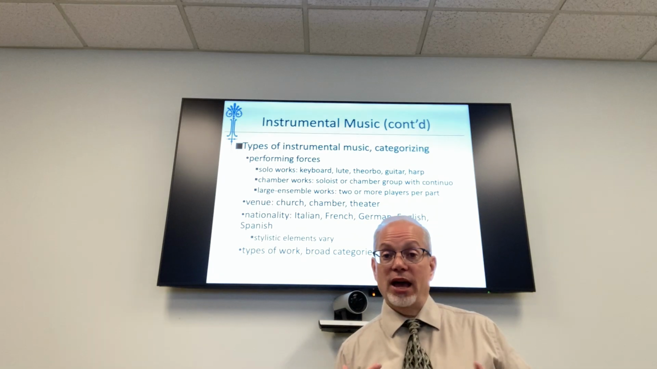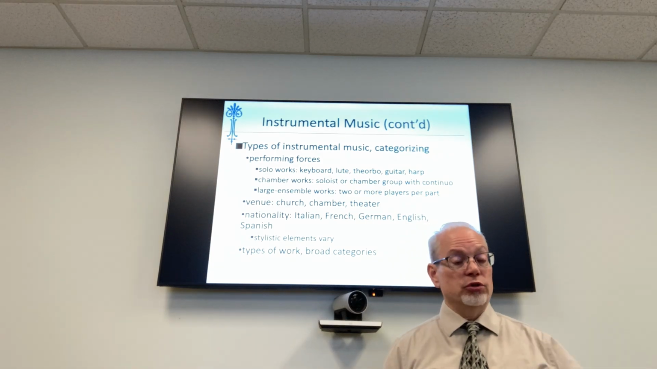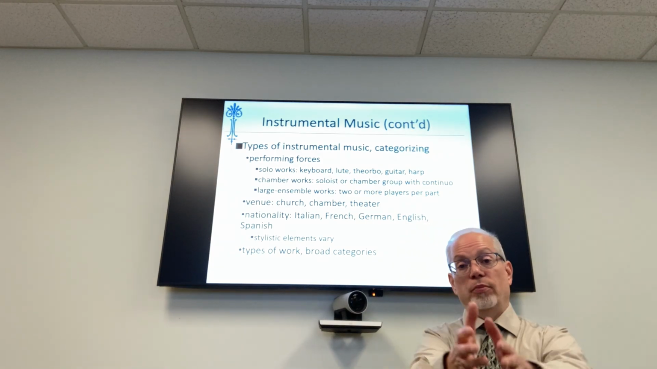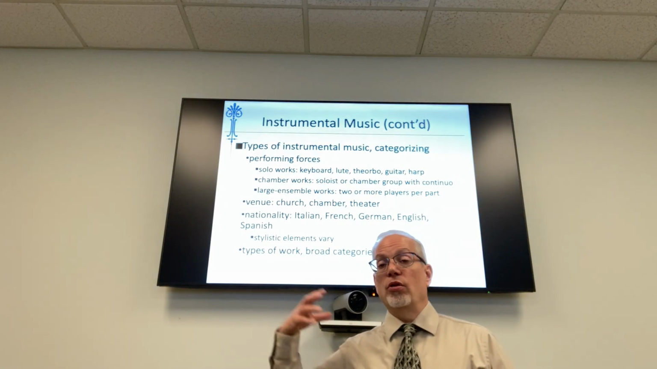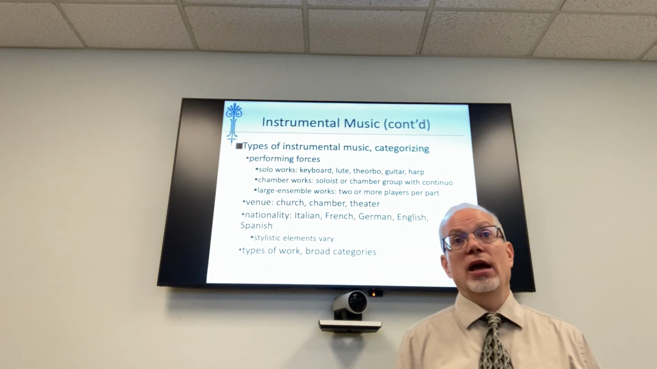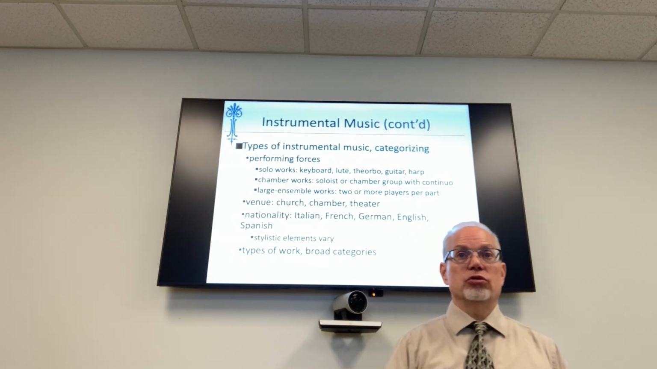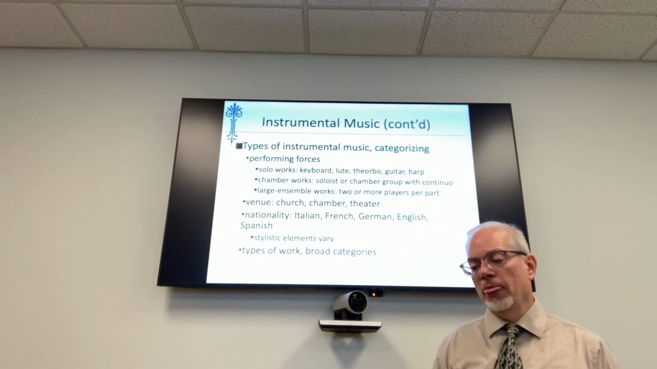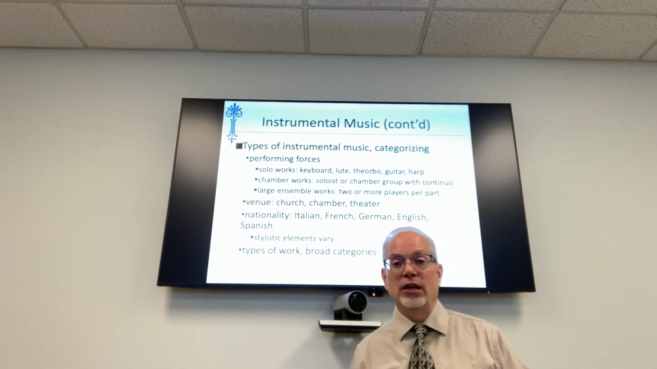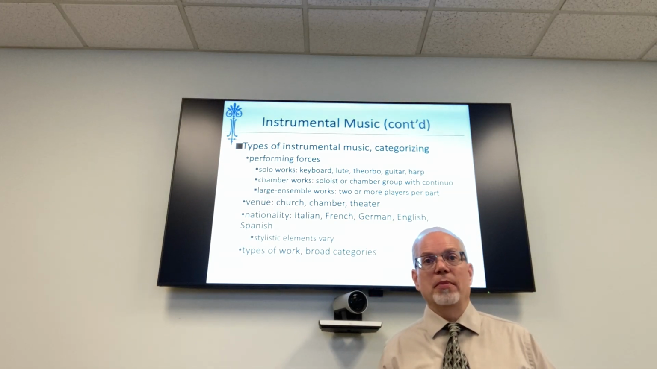Another way you could categorize the music was by the venue. Was this music written to be performed in church? Was this music written to be performed at the courts of the nobility? Was this music written to be performed at the theater? Or by nationality. That's maybe the easiest way. This music was written by Italian composers, this music was written by French composers, this music was written by German composers. Of course, there is some blending of international styles, so that's something to bear in mind.